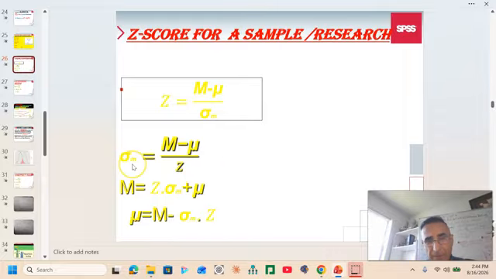The standard error is m minus mu divided by z. I give you that information, the z-score, the sample mean, the population mean. And if I ask, what's the mean for this sample? That's how you do it. That's z multiplied by the standard error, plus mu. And if I ask you, what is the population mean? It's the sample mean minus the standard error multiplied by z.